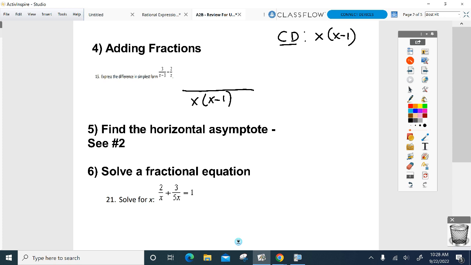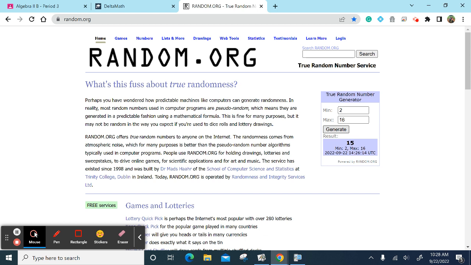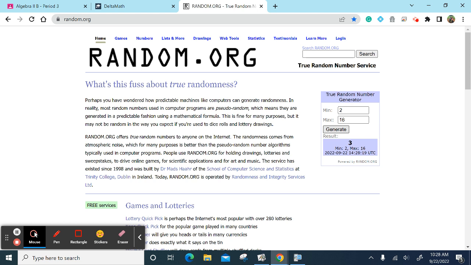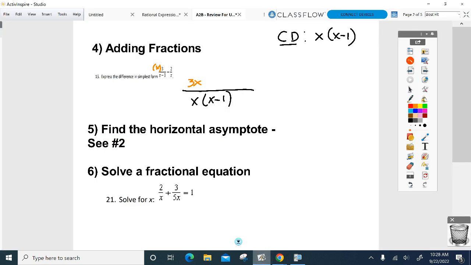So first denominator, 3 over X minus 1. What's it missing that I got to multiply by? The first fraction, 3 over X minus 1. X, good job. It's got to get multiplied by an X. So 3X. What's the 2 have to get multiplied by? X minus 1. X minus 1, but we're no traps tomorrow, right? No traps. Nobody's going to fall tomorrow.